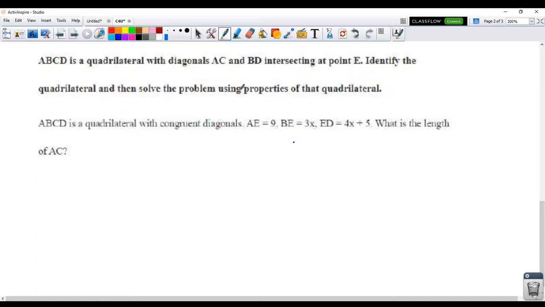Okay, in this video we have quadrilaterals, right? ABCD is a quadrilateral with diagonals AC and BD that intersect at point E. Okay, so we're told that ABCD is a quadrilateral with congruent diagonals. So we think about all of the quadrilaterals that have congruent diagonals.